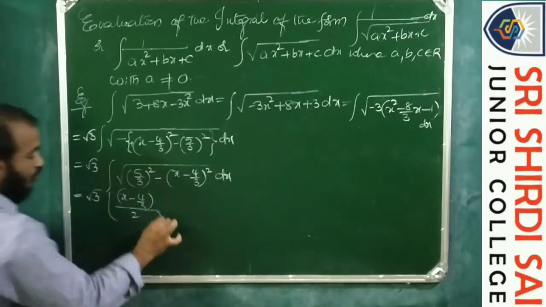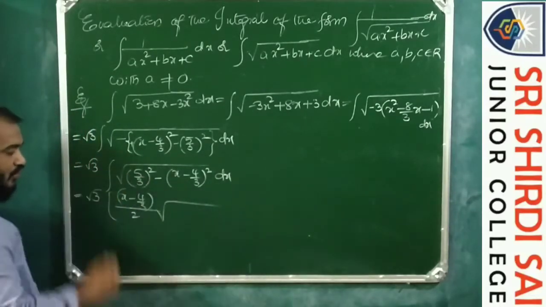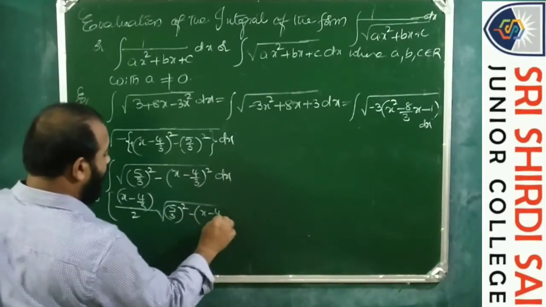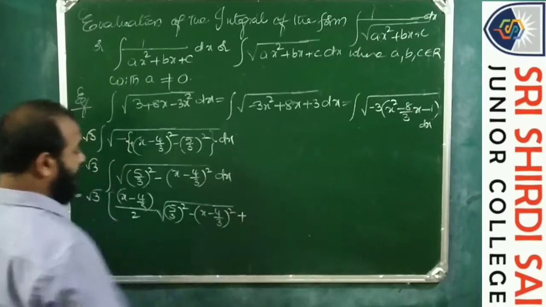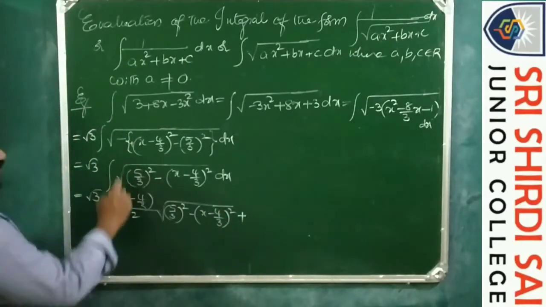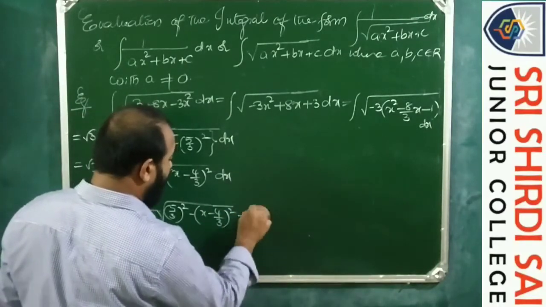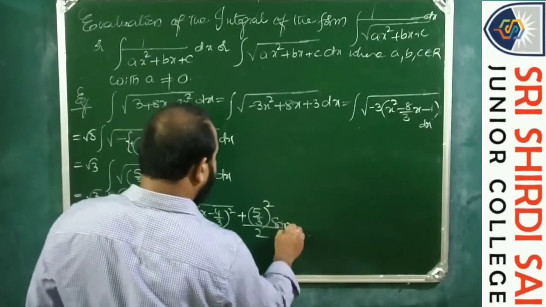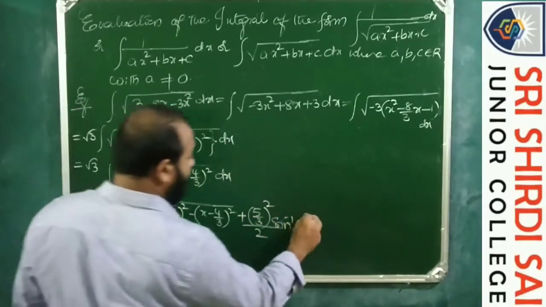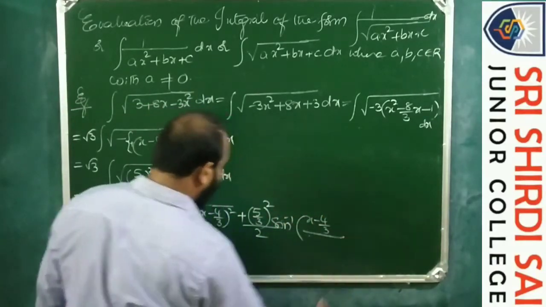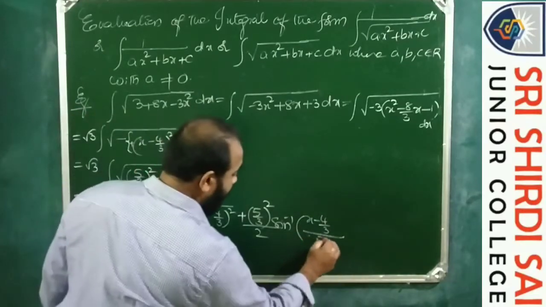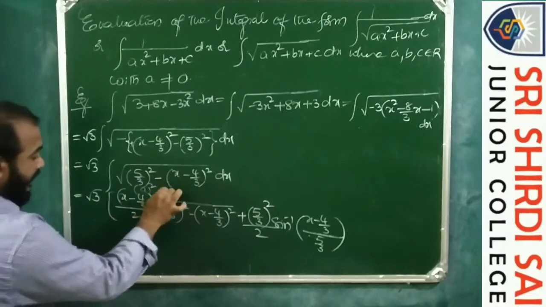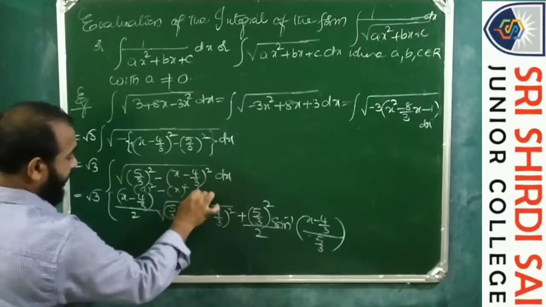x by 2 root of whatever is here, we have to write 5 by 3 whole square minus x minus 4 by 3 whole square, plus a square by 2. a here is 5 by 3, so a square is 5 by 3 whole square, by 2 sine inverse x by a. x is x minus 4 by 3, and a is 5 by 3. Because this is a square minus x square dx.